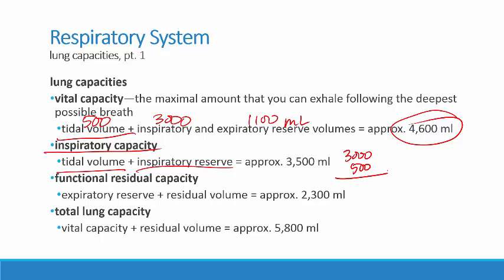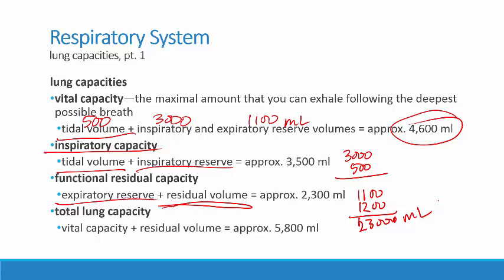Now, if we talk about the residual capacity, especially the functioning part of the residual capacity, then that is the expiratory reserve and the residual volume. So this is after you've done a tidal breath out. How much air is still in the lungs? That's the functional reserve. It's expiratory reserve plus residual volume. So since expiratory reserve was 1,100, residual about 1,200, add those together, 2,300. So 2.3 liters, or 2,300 milliliters.